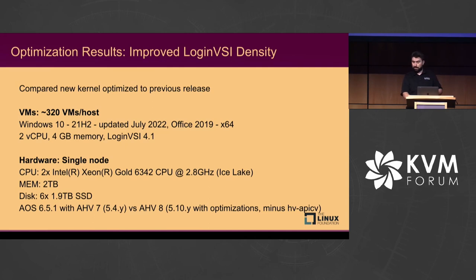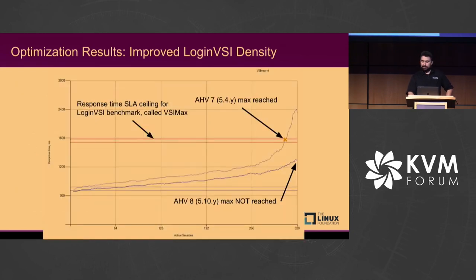We do this also on an Ice Lake-based system, and we're comparing here our previous release, which is 5.4-based, and our current release is just 5.10-based, and taking out hardware acceleration for the IPIs just because there's some enablement issues there that we'll talk about. And we can see here this really awesome graph from Login VSI. I swear I can't change the color scheme on it. So it's blue and blue. It's just the way it outputs.